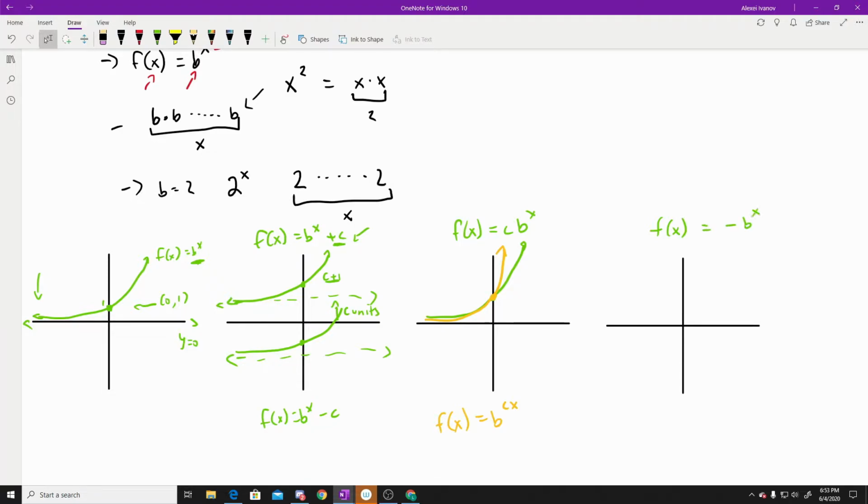So minus b to the x will look something like this, where this is minus 1. And if we were to plot f of x equals b to the minus x, all that's going to do is change the way the function goes. So now it'll go this way.